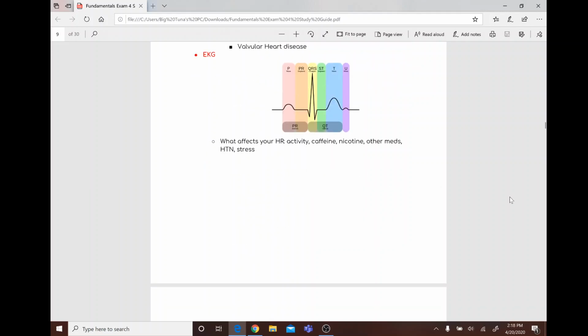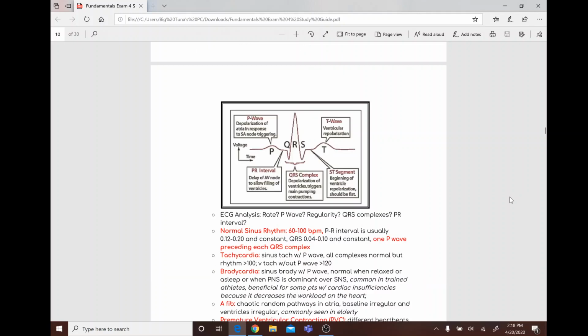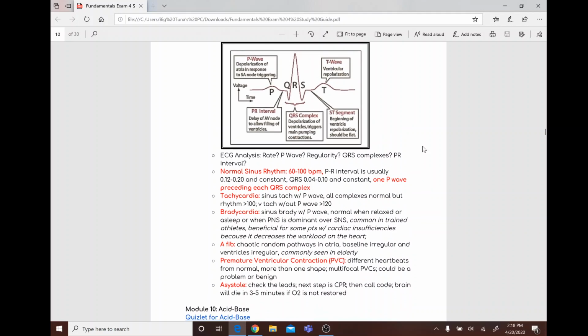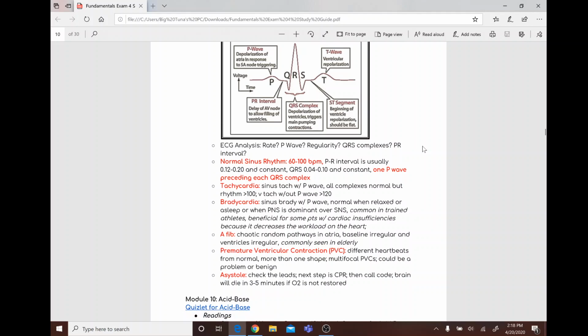So what are some things that affect our heart rate? Activity, caffeine, nicotine, other meds, hypertension, and stress. Tell me about normal sinus rhythm. PR interval is usually 0.12 to 0.2 and constant, QRS is 0.04 to 0.1 and constant, with one P wave.